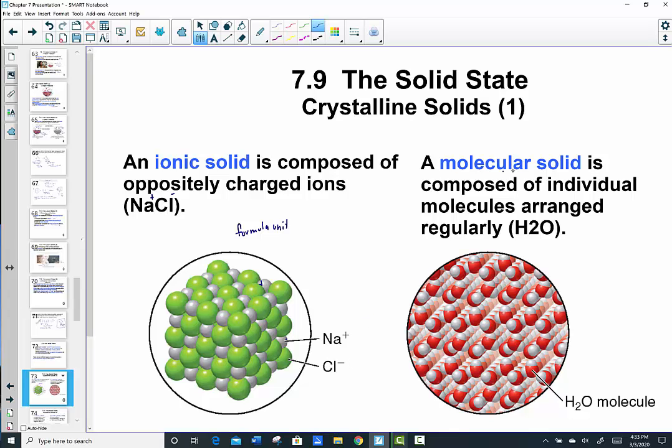A molecular solid is composed of individual molecules arranged regularly. This would be ice. Right? Water is a molecule. It's not a salt, right? These are salts over here. Ionic solids are called salts, and salts are composed of charged ions. But water is not a salt.